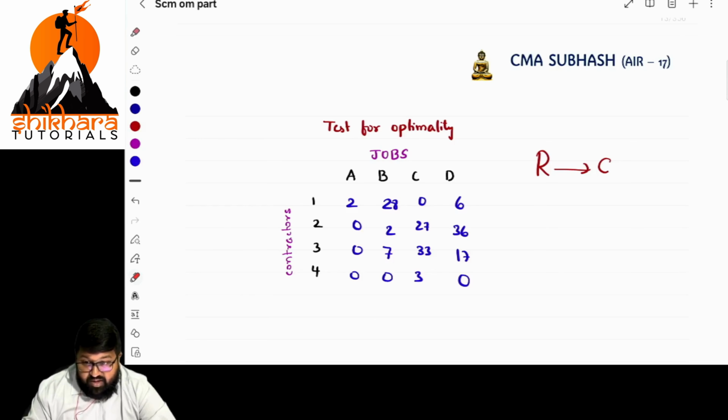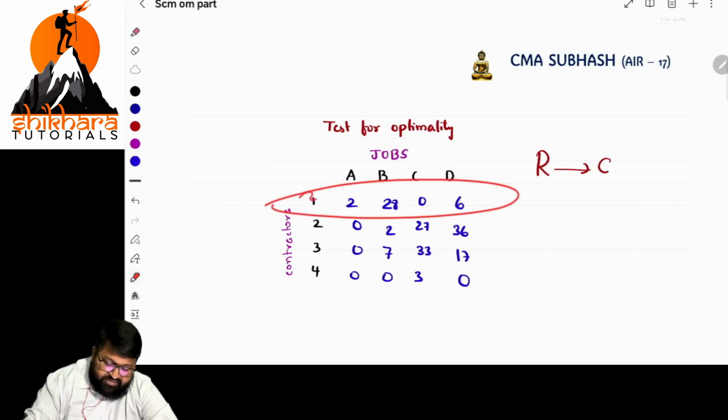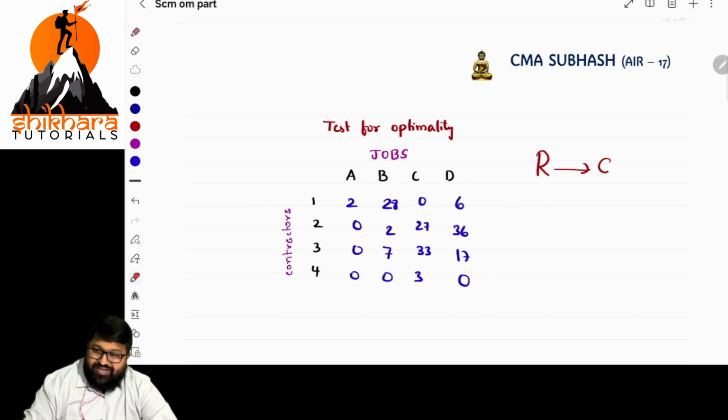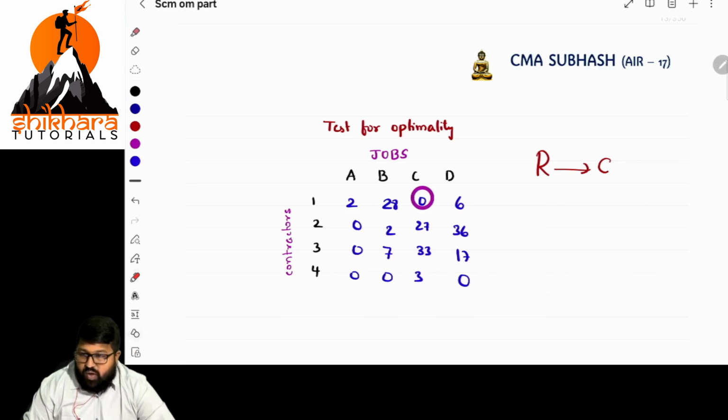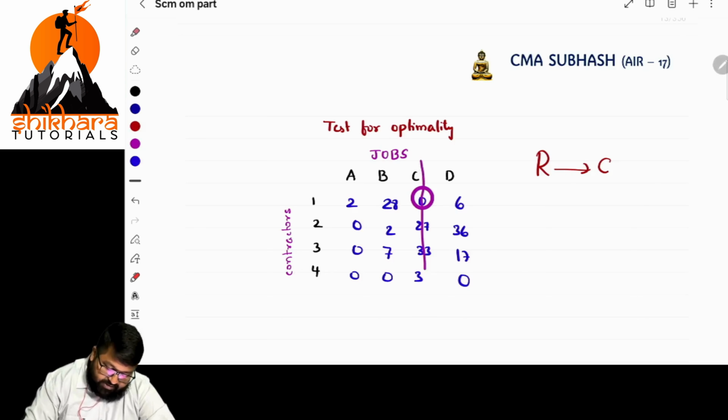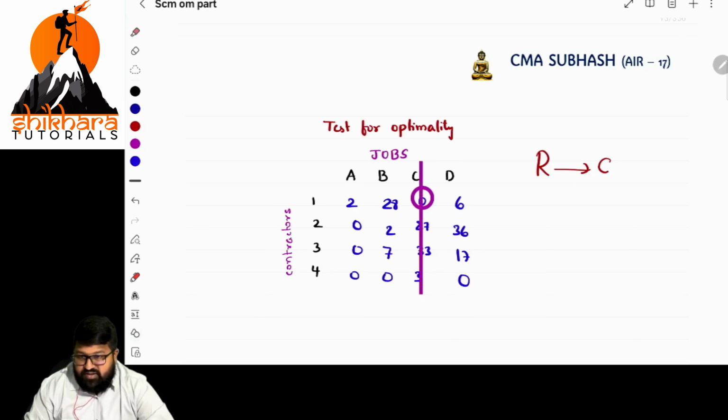What are we checking? We are checking rows with a single zero. In the first row there is a single zero. Then first mark the zero. Now what we need to do is cancel the column that is having that zero. Is it clear? Next, go with the next row and check it. After completion of each row, then you go with the columns.